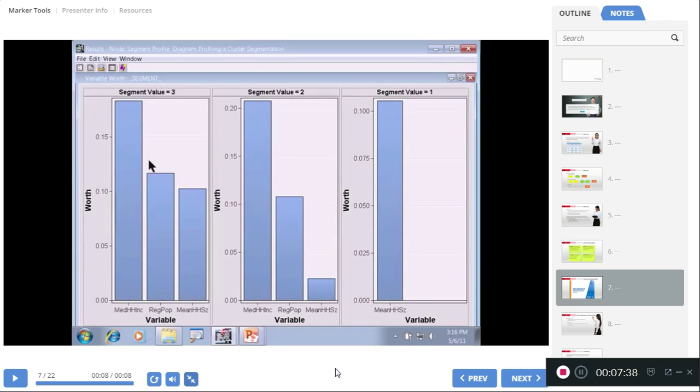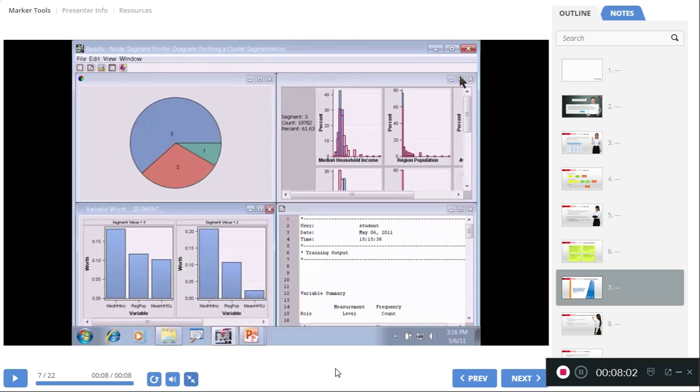I've also got these bar charts of the worths of the variables for each segment. This is each variable's contribution to the ability to differentiate that segment from the rest of the overall sample. So for segment number 3, far and away the winner is household income. For segment number 2, household income is also a big differentiator. For segment number 1, it's household size. These are arranged in order by decreasing size of the segments.